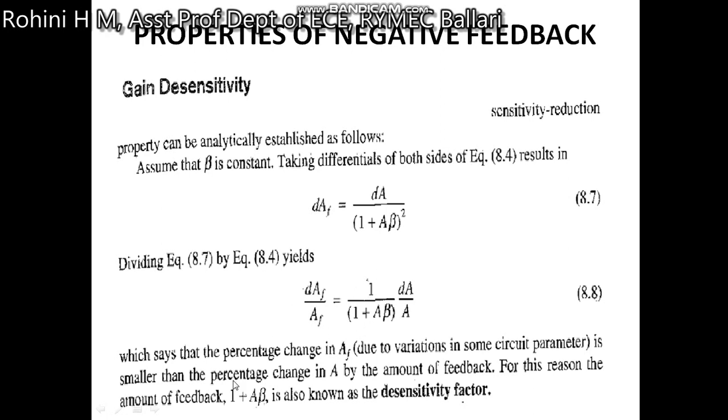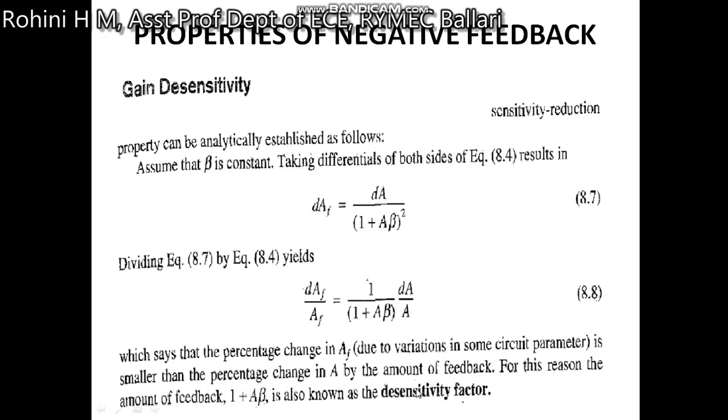From this they are making one point, which says that the percentage change in Af, dAf by Af, is smaller than the percentage change in A. dA by A is called the percentage change in A. Why is it smaller? Because it is dA by A divided by the amount of feedback, 1 plus A beta. Therefore dAf by Af is always smaller than the value of dA by A.